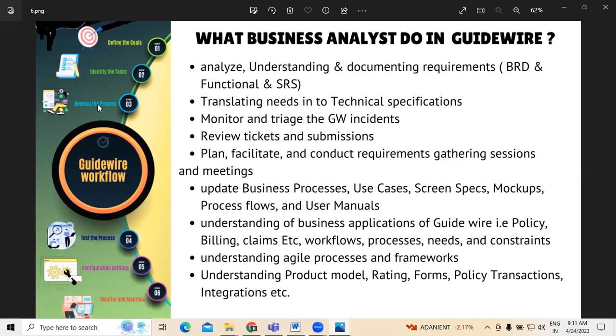Next, we need to monitor and trace the Guidewire incidents, because the incident management system is one of the core elements under Guidewire, which, being a BA, one has to be good with. At the same time, review tickets and submissions, plan, facilitate, and conduct requirement gathering sessions and meetings with the necessary people when and wherever it is needed. At the same time, we have to update the business processes, followed by use cases, screen specifications, mockups, followed by the process flows which are required in reference to the business.